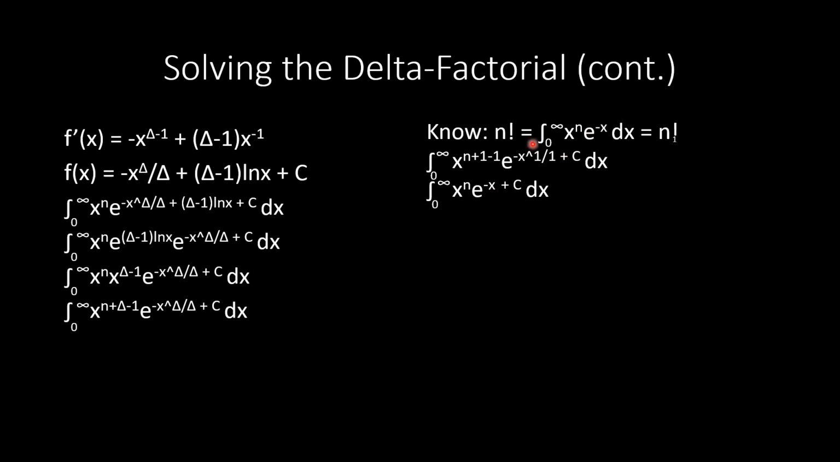Now we can match terms. Our x to the n is the same, so we don't have to worry about that. And we have this e to the minus x plus c equaling e to the minus x. Now there's no constant term here, so we can conclude our c is 0. With that, we find this integral form finally: the n delta factorial being the integral from 0 to infinity of x to the n plus delta minus 1, e to the minus x to the delta divided by delta, dx.